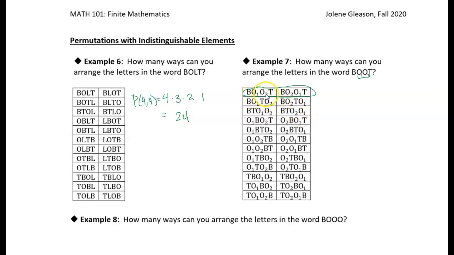Here's this one reads boot, and this one also reads boot if I take away the distinguishability. This one reads Boto and this one reads Boto. Either way, no matter what arrangement of the O's you have, it reads the same because the O's are really indistinguishable. Okay, so when you have indistinguishable elements, you have to divide out those duplicates, because we get these duplicates. In this case, there are 2 ways to arrange the O's, right?